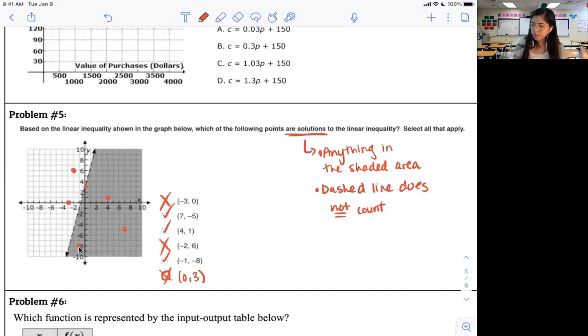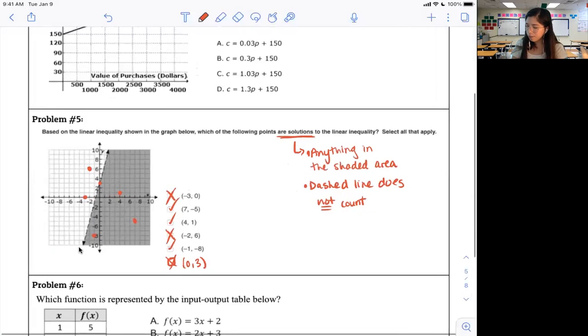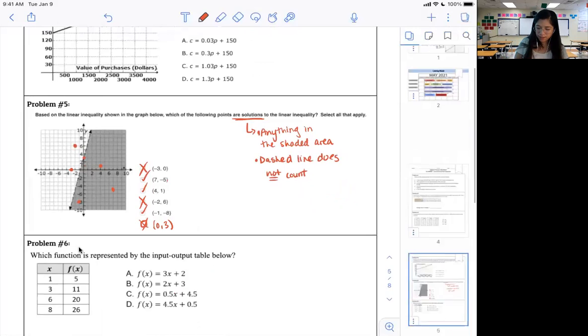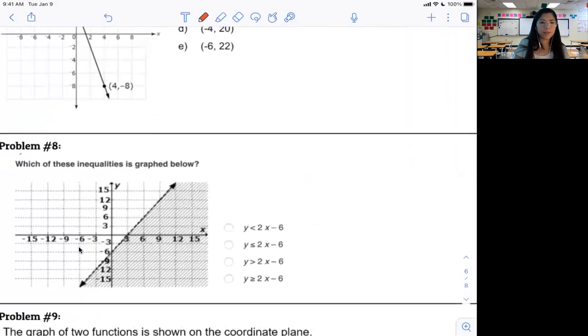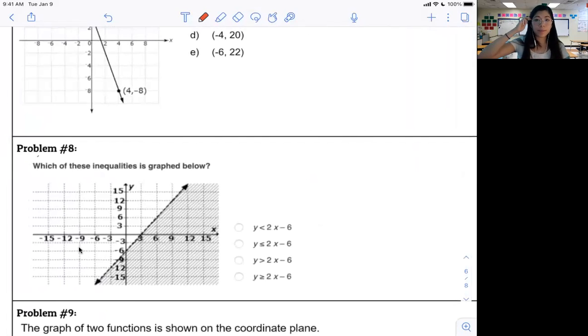Cool. All right, that was number 5. Now I'm going to skip over to number 8. I'll do 8 and 10. Okay, another inequality question. So definitely want to make sure we study this. Which of these inequalities is graphed below? Okay, so before I look at this, you always want to start by looking at the graph and just making some notes about it.